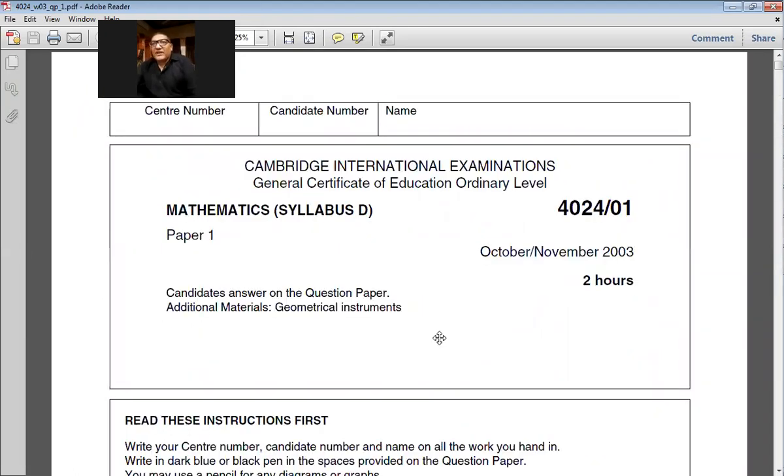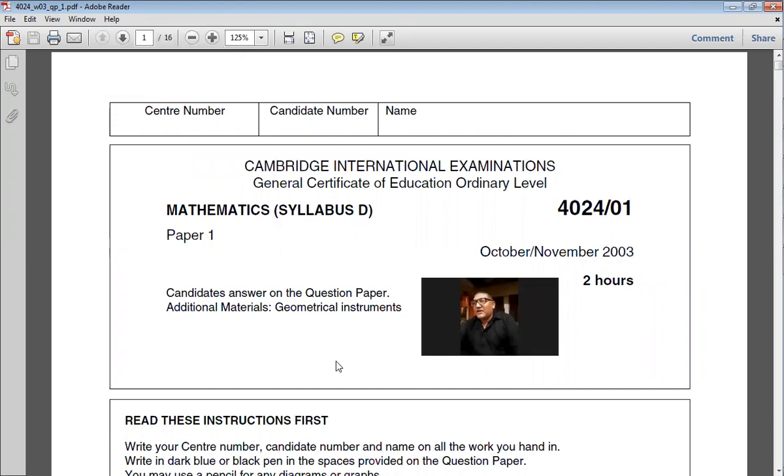Okay, so my dear students, today we have done the October-November 2003 paper, and the subject we were studying was Mathematics Syllabus D4024. So I hope I have done my best to explain to you the concepts of this paper. But due to the internet, sometimes my video gets disturbed. But I'm trying my best to convey to you, in the best possible way, the concepts of how these questions are done. So hopefully this video will be helpful to you.